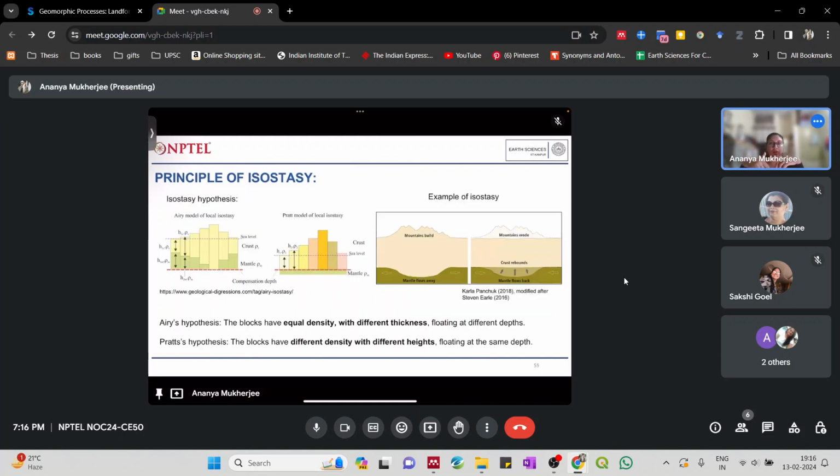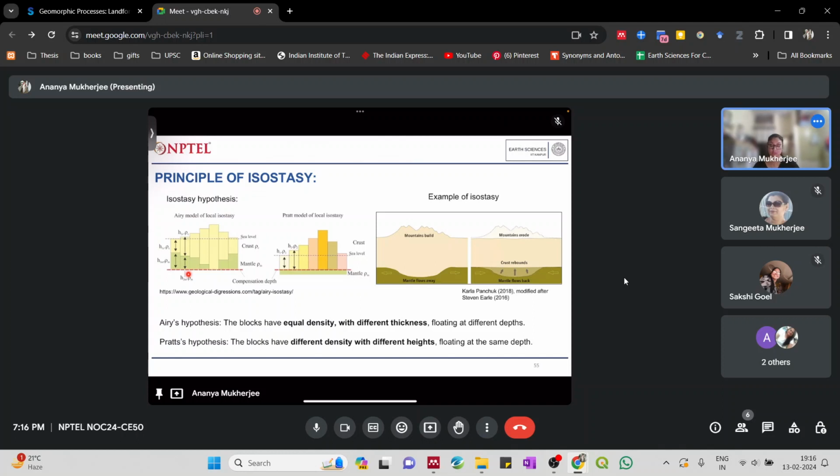So to understand how this isostasy varies from one situation to another, and how it helps in understanding the plate tectonic movements that we see, there are two models that had been put forth. One is Airy's model of local isostasy, and Pratt's model of local isostasy. So in Airy's model, there were some assumptions that were made.